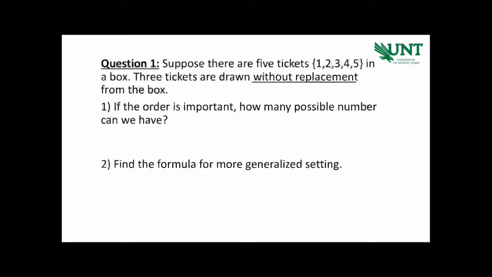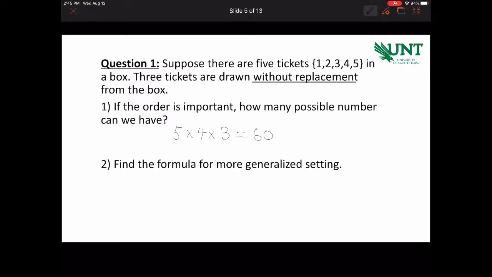Suppose there are 5 tickets in the box. 3 tickets are drawn without replacement from the box. First question. If the order is important, how many possible triples of the number can we have? Okay. Solution. Since 3 tickets are drawn without replacement, calculation has to be 5 times 4 times 3 equals 60. Let's generalize this.